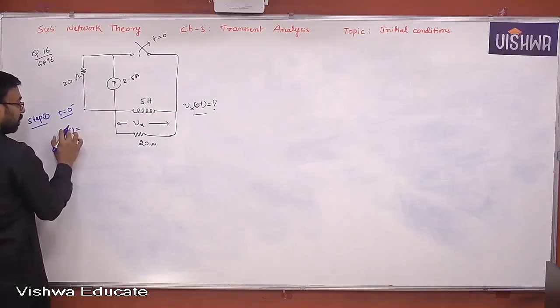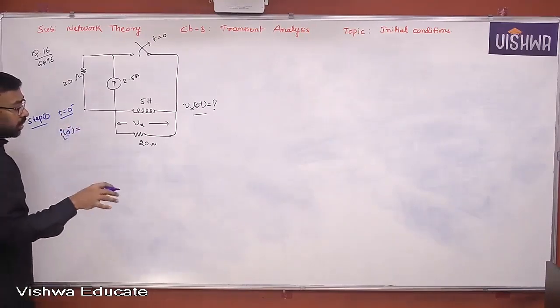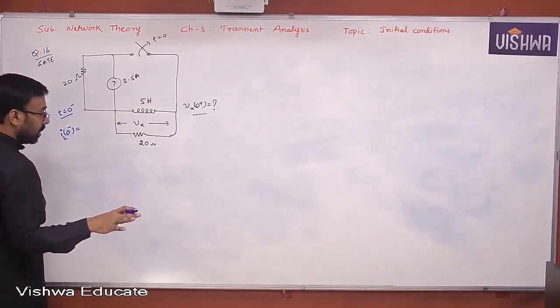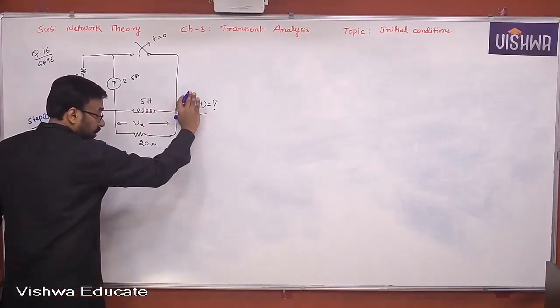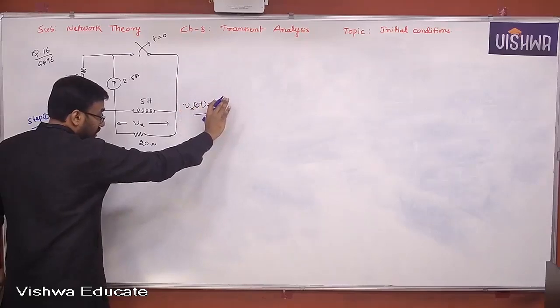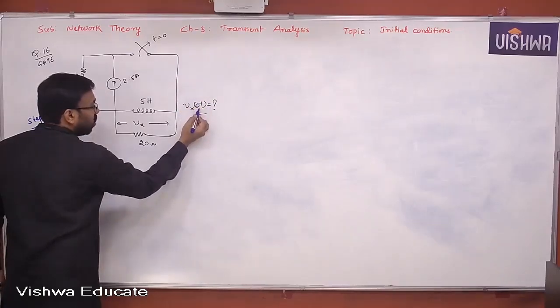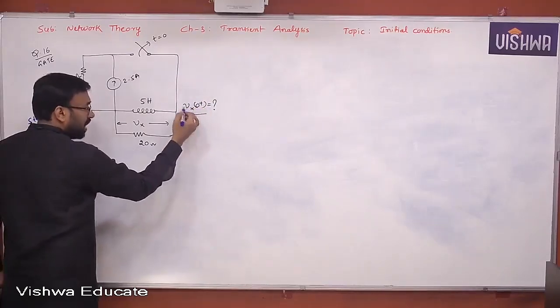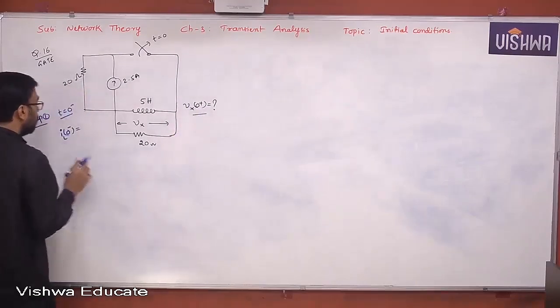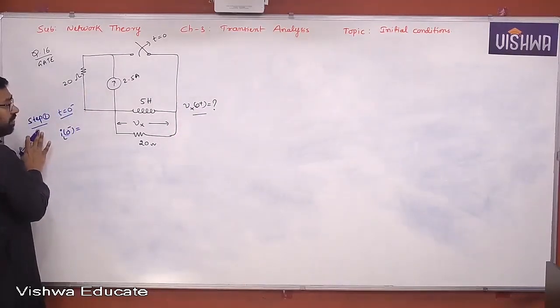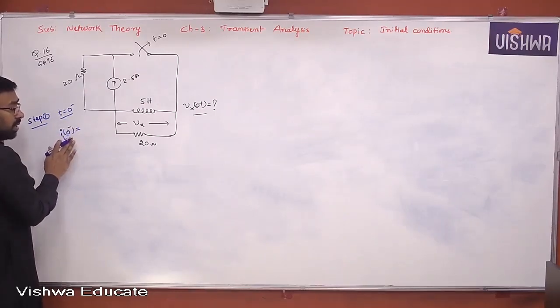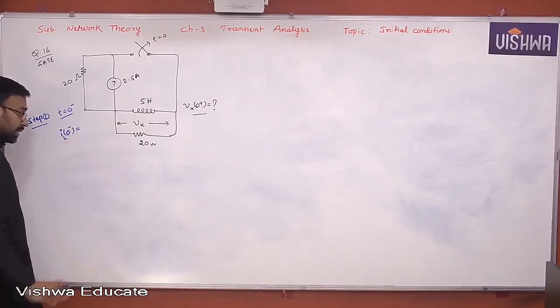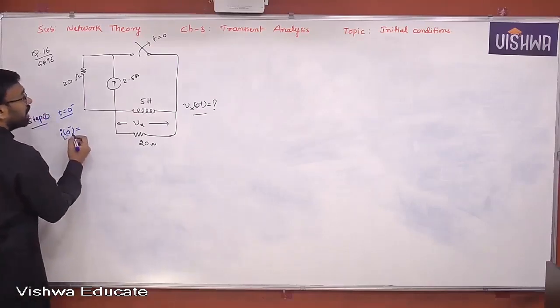Always in the first step, your objective is to determine the current through the inductor and the voltage across the capacitor. That's it. Irrespective of the problem asked, it doesn't matter which problem is asked. If somebody is asking just for 0 plus, whether it is current or voltage or anything it might be, at the first step, at t equal to 0 minus, your objective is always to determine the current through the inductor and the voltage across the capacitor. That's it.